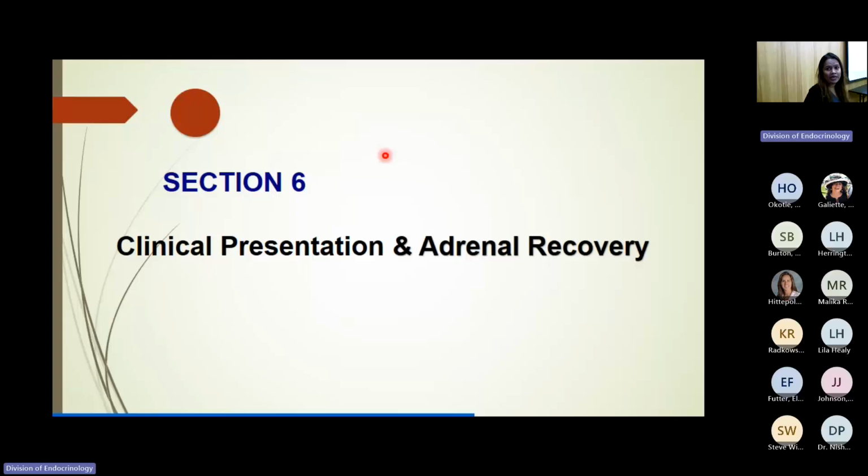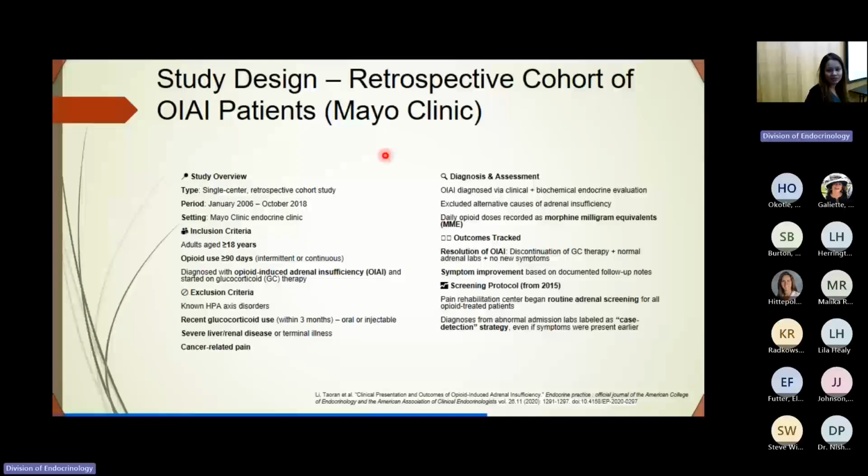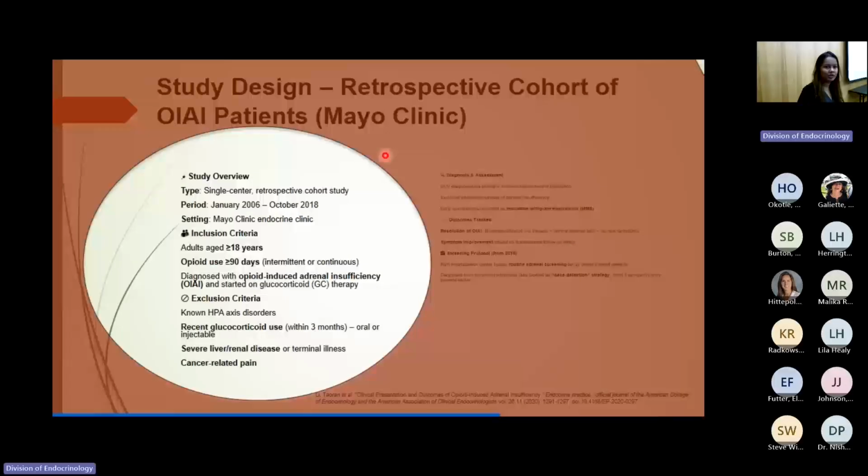I included this study, a busy slide, so I'll just take it apart. I included this because they talk about the different clinical presentations of these patients. One of the limitations of this study is the Suboxone use: they gathered all the opioid-induced adrenal insufficiency diagnoses from the Mayo Clinic, but when they cut it down, only 2.5% of the patients were using Suboxone. Others were using fentanyl or other prescriptions that were causing the adrenal insufficiency.